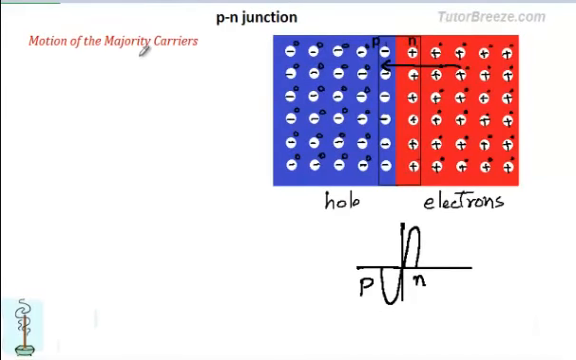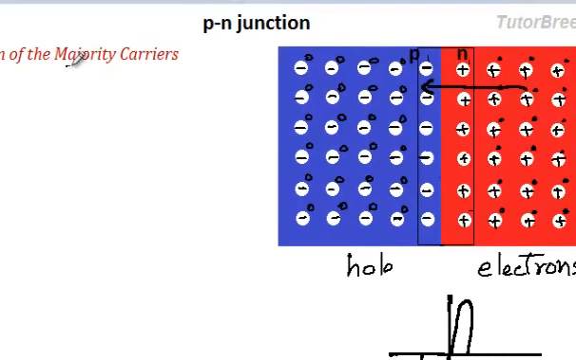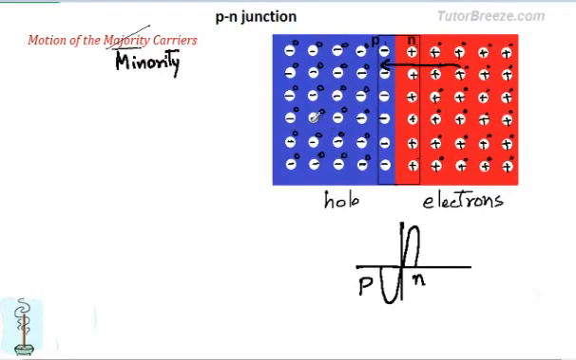So far we've been talking of the diffusion current, so we've been considering the majority carriers. Now let's take a look at the minority carriers. Now you know that at temperatures higher than 0 Kelvin, there will be a few electrons on the p side and a few holes on the n side. These are the thermally generated charge carriers.